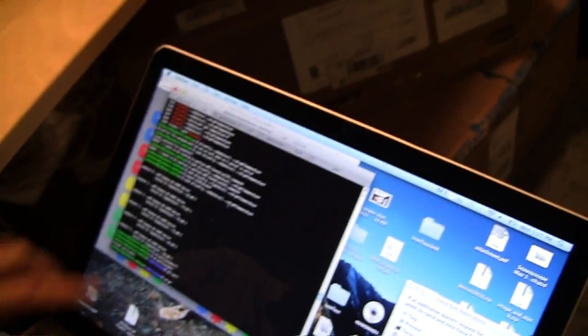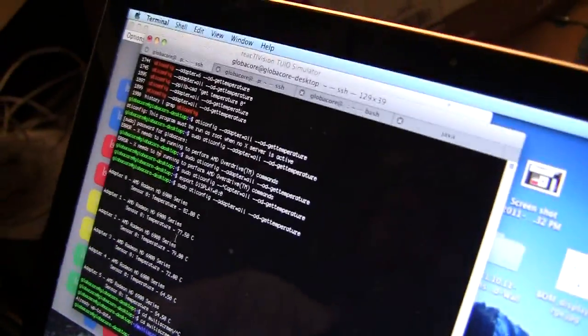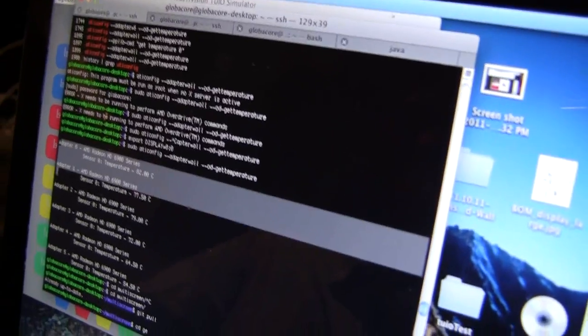I can see that's from before. Can you see? I can't see. So these are the temperatures it had when it was booted up. The hottest one was 82. The coolest one was 54.